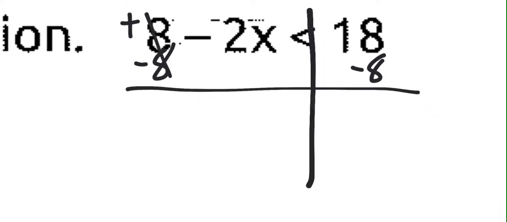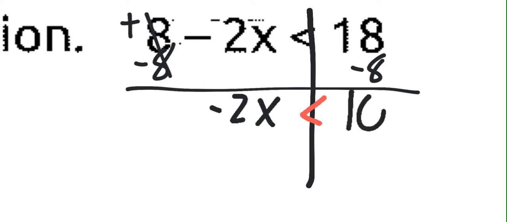On the left side, I'm left with negative 2x is going to be greater than, I'm going to change colors just so you can see it better. And then 18 minus 8 is just going to be 10.